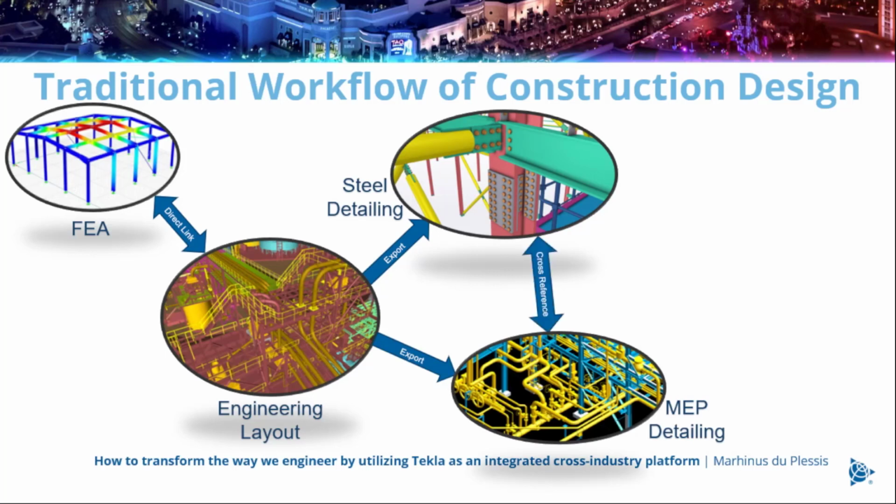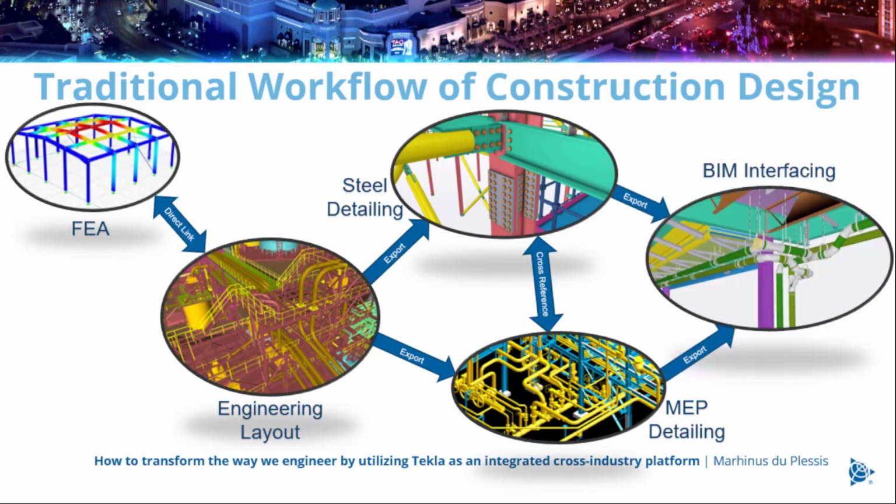Then we do a cross-reference between the two, so we export the various disciplines as IFCs, import them into the two packages or platforms, do clash detection and that sort of thing, and from there we export out to the BIM interfacing from those packages. The big problem lies when there's a change request. The change is required to happen within the master model, and we need to go through all of these steps again to finalize our final deliverable, which is generally the fabrication detail drawings.